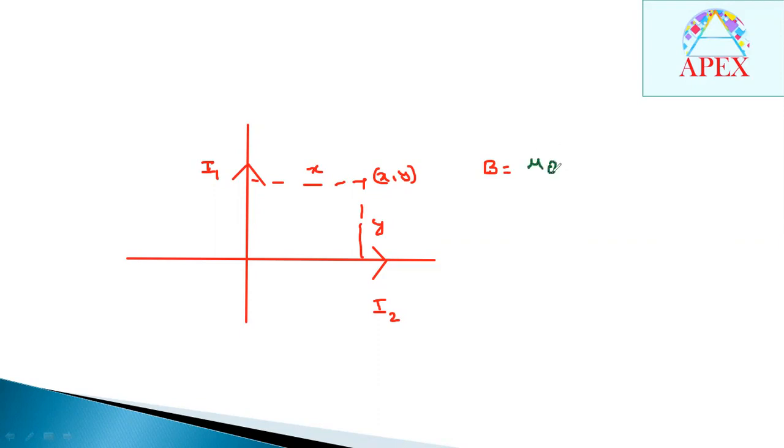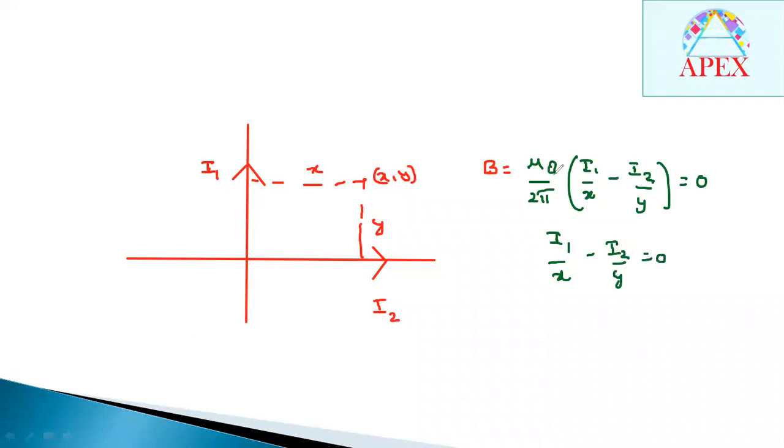mu naught by 2 pi into, in this particular case, I1 by x, and in the second case, that will be I2 by y. And this total magnetic field should become 0, as given. That means I1 by x minus I2 by y should be 0, because the remaining one is constant only. So you can write here I1 by x equal to I2 by y.